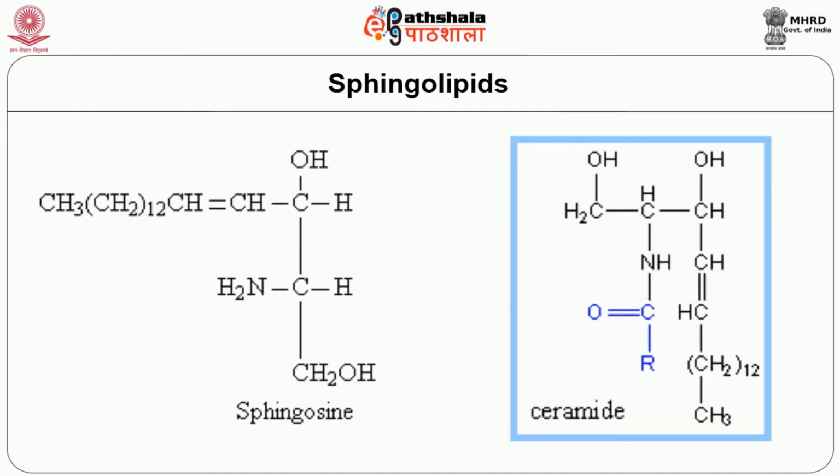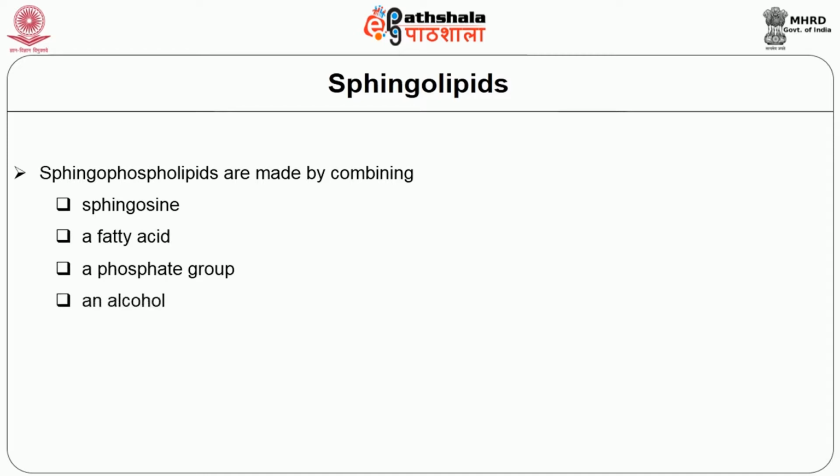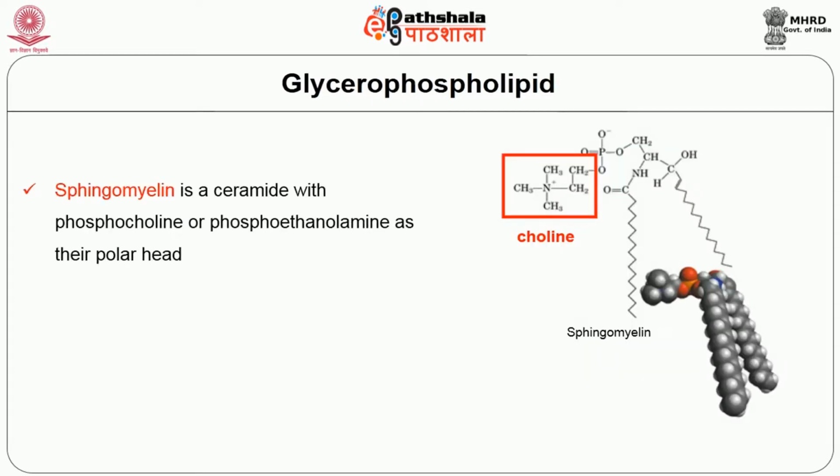Sphingophospholipids are made by combining a sphingosine, a fatty acid, a phosphate group and an alcohol. The sphingosine is the backbone, the fatty acid forms the tail region, and the alcohol and phosphate parts form the head group. A sphingomyelin is a ceramide with phosphocholine or phosphoethanolamine as its polar head. Now let me draw your kind attention to the physiological significance of sphingomyelin.